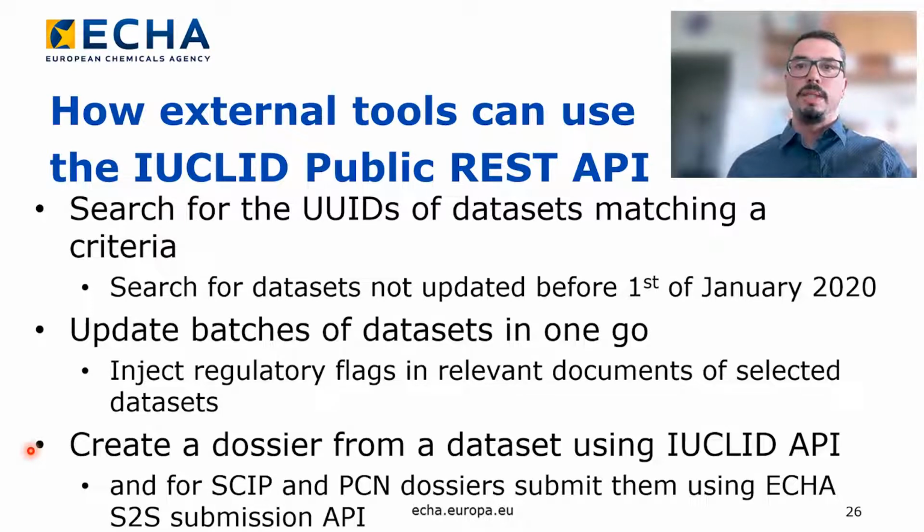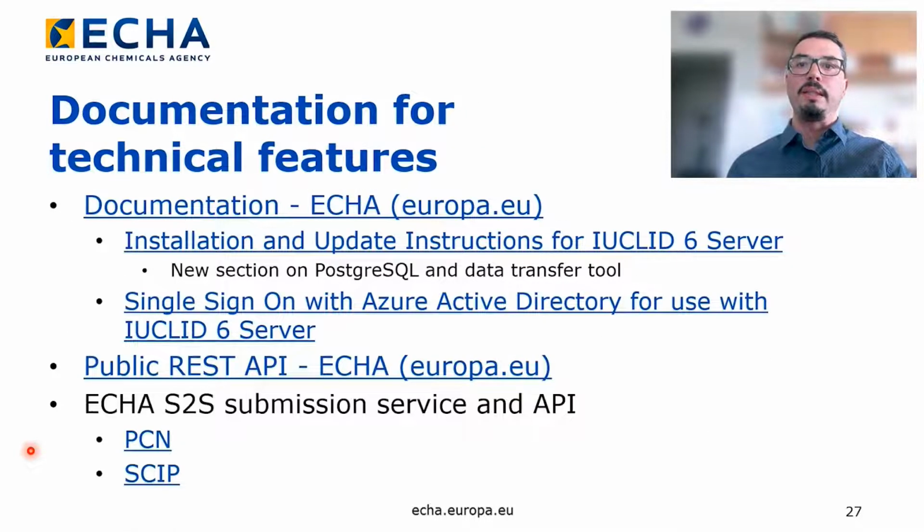Okay, so this is all I wanted to talk about with you today. And this is not all the documentation you get for these features. We have been working on updating the documentation we have available in ECA and in the Euclid team. The installation and update instructions for the Euclid 6 server now include a new section on PostgreSQL, on how to install it and set it up, and also how to use the data transfer tool that will be useful to move data from an existing database to PostgreSQL.